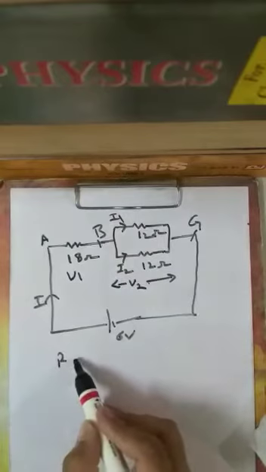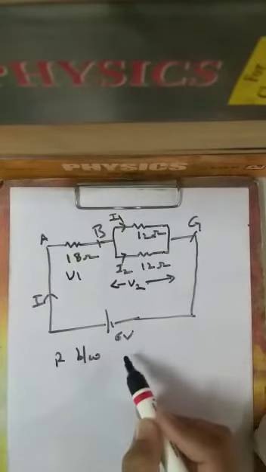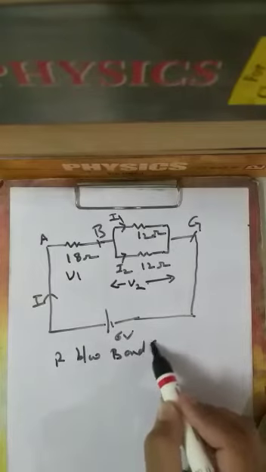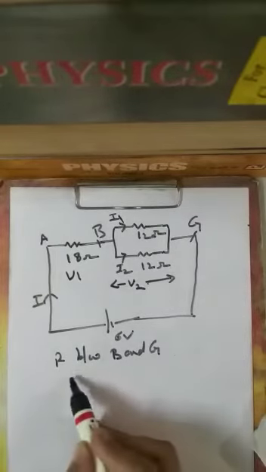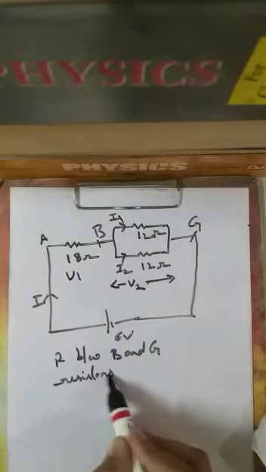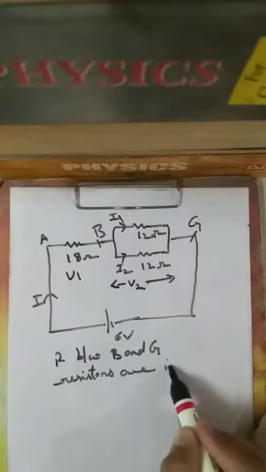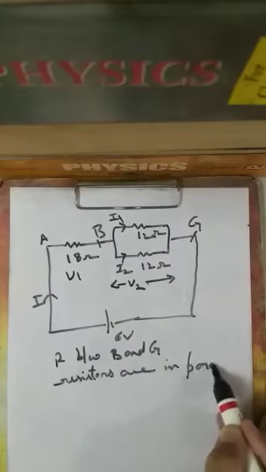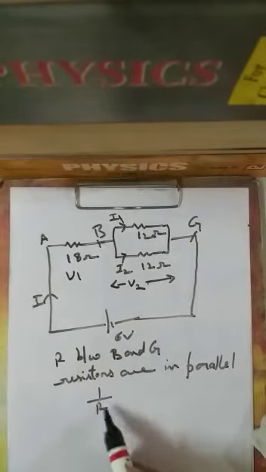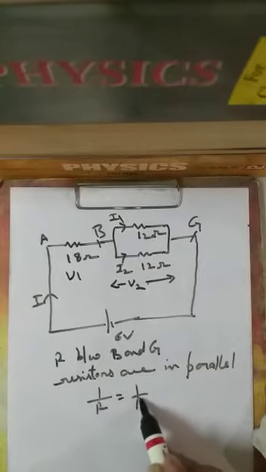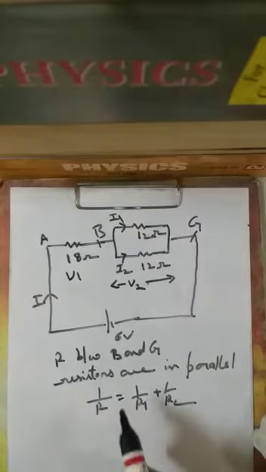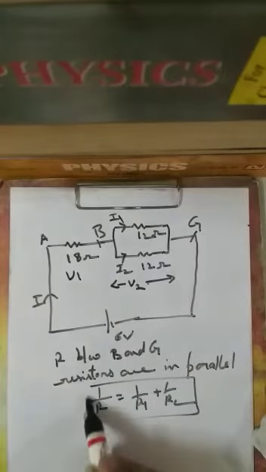Resistance between B and G. Resistors are in parallel. We use the formula 1 upon R is equal to 1 upon R1 plus 1 upon R2. We use the formula of resistors.